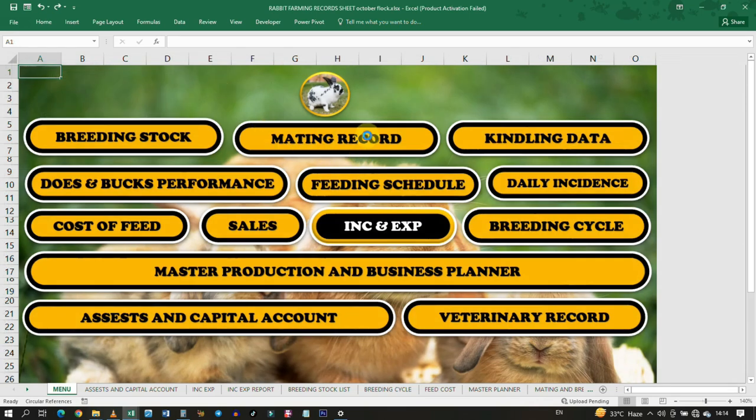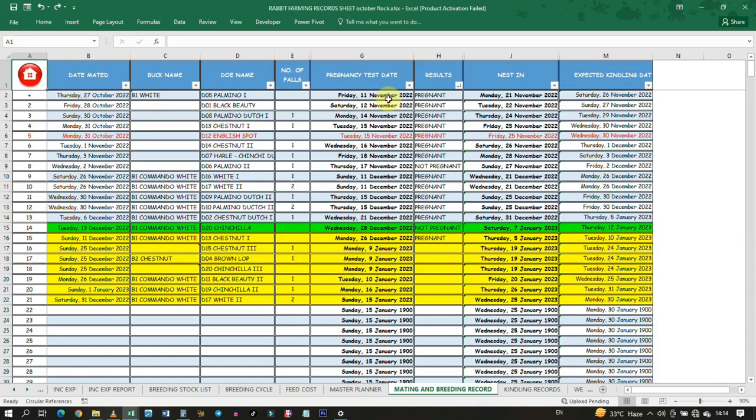Okay, so the mating record. You have it already predicted that, okay, on the 11th, this is very, very important. One thing I learned in rabbit farming that has really helped me is how to test pregnancy. It helps avoid waste of time. So on the 27th, I crossed this, and then on the 11th, I was able to check it. Now, what was the result? It was pregnant. The nest-in date, as I already predicted from the breeding cycle, is that I'm supposed to put the nest in on the 21st.